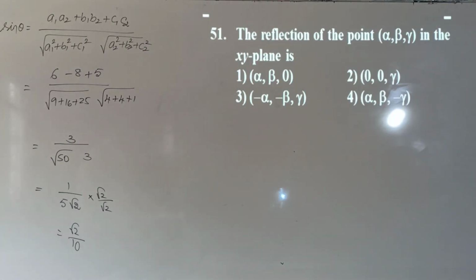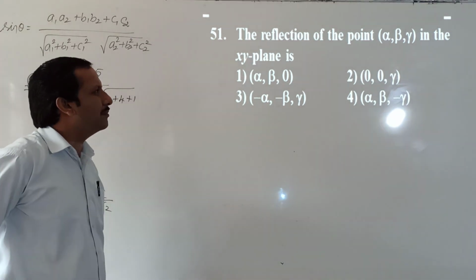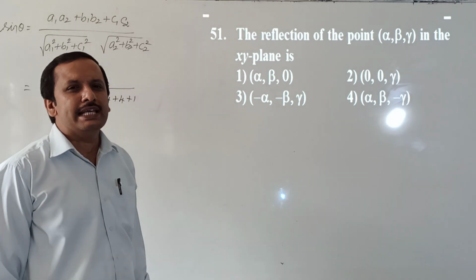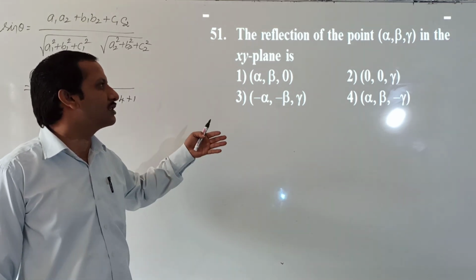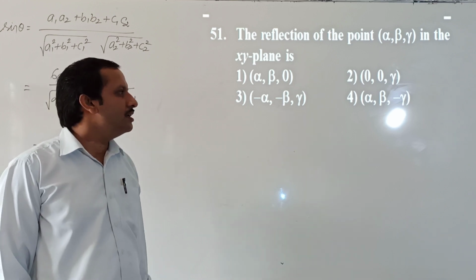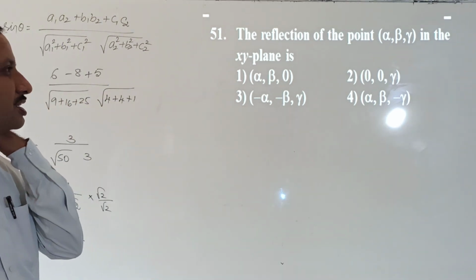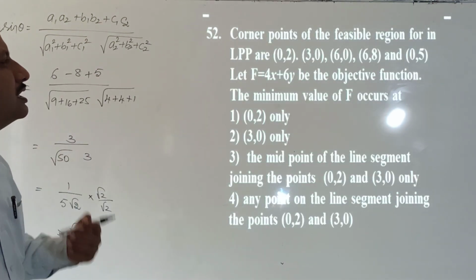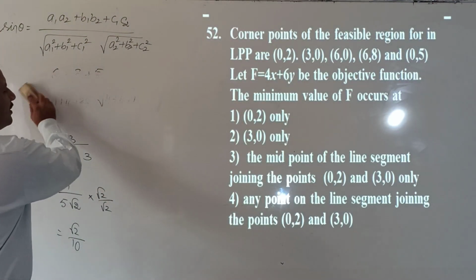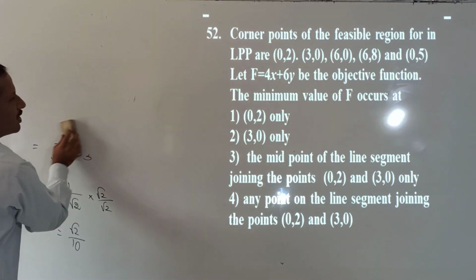Then 51st question. The reflection of the point alpha, beta, gamma in the xy plane. The reflection with respect to xy plane. So x coordinate and y coordinate will remain the same. The sign of the z coordinate will change. So that will be alpha, beta and minus gamma. Fourth option.